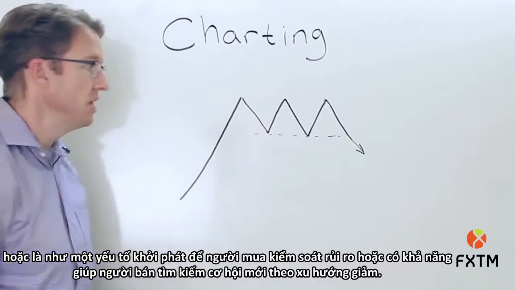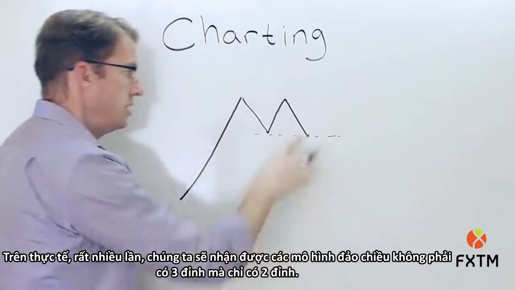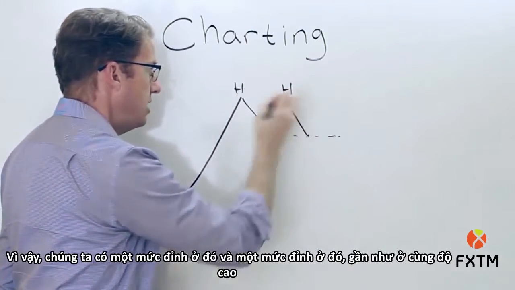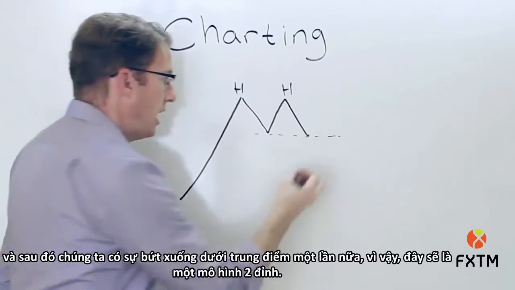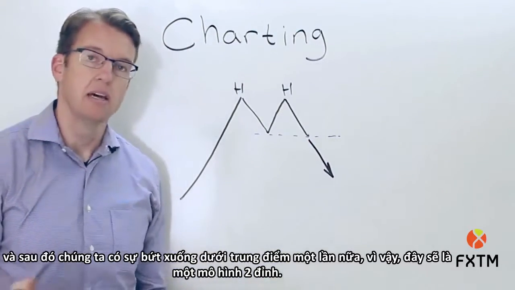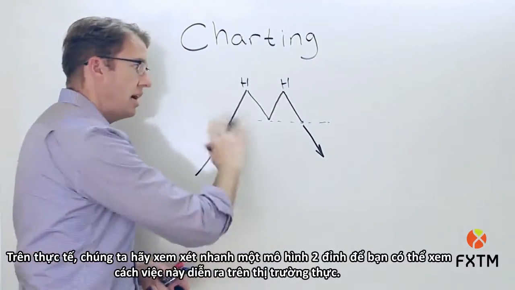In fact, many times we'll get reversal patterns that are not 3 tops, but just 2. So we have a high there and we have a high there, roughly at the same height. And then we have a break below the midpoint again. So this would be a double top. In fact, let's take a quick look at a double top so you can see how this plays out in the live market.